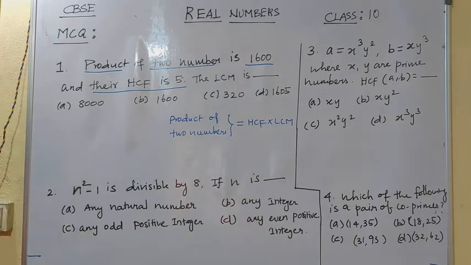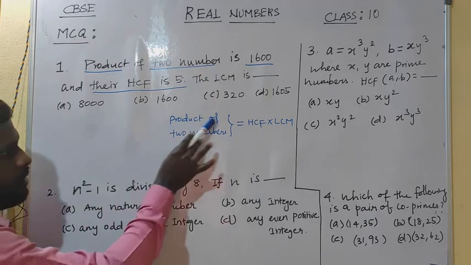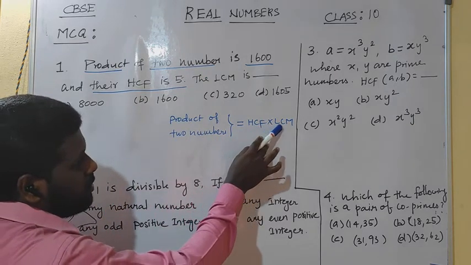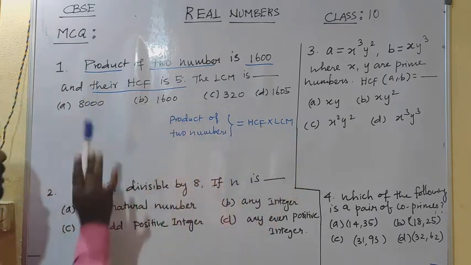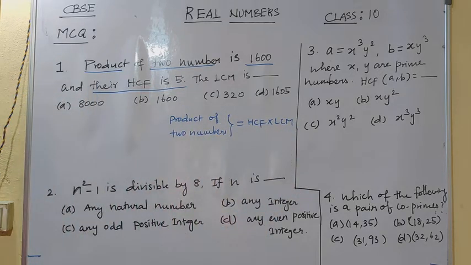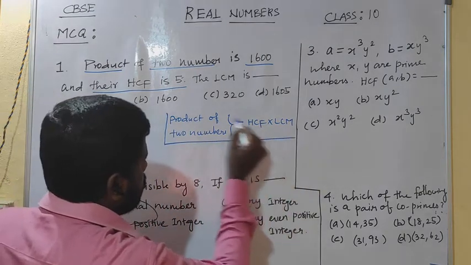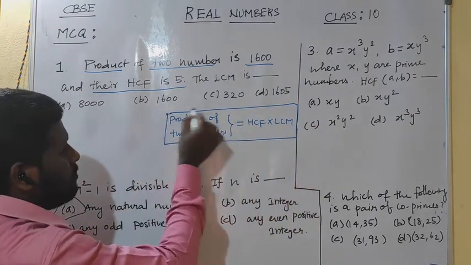Good. So children, to complete this problem, I need one simple formula, which is nothing but product of two numbers is equal to HCF of those two numbers into LCM of those two numbers. So if you know this formula only, you can do this problem. Okay. So this is a simple problem. Try to learn, and not only this is very useful for you, right?